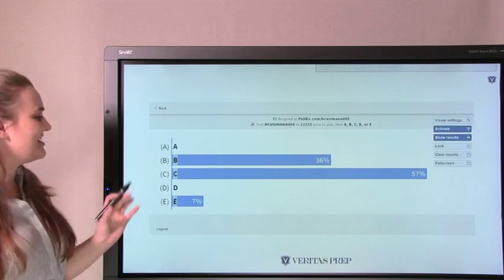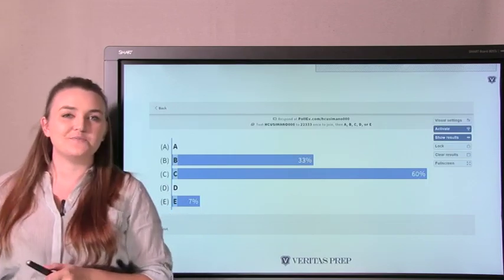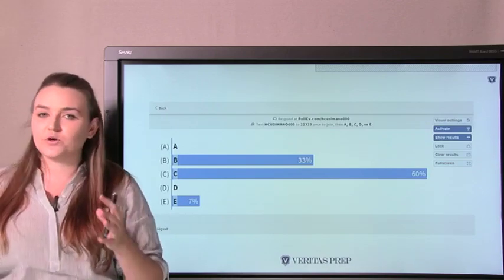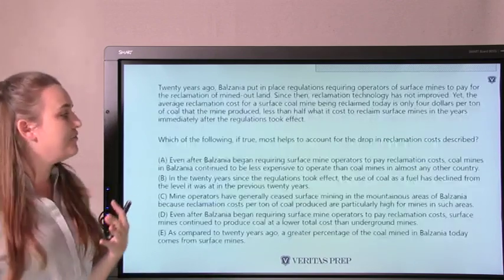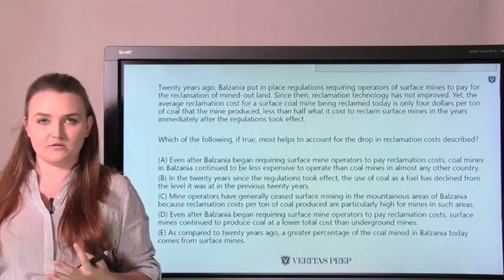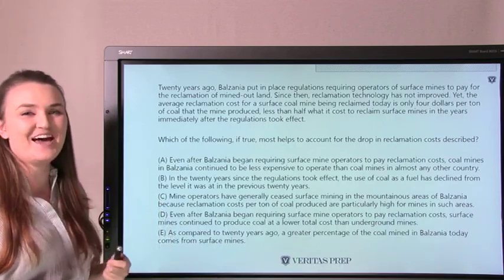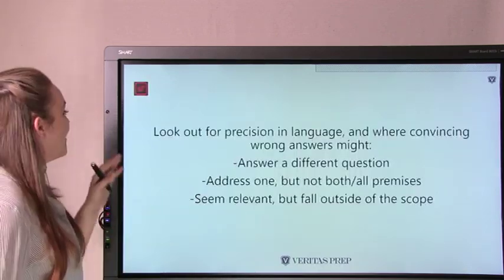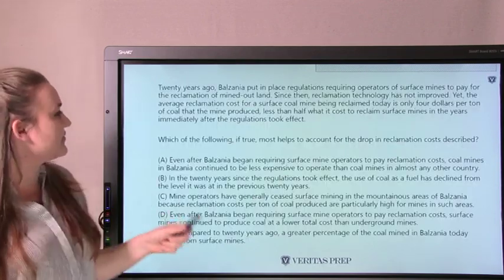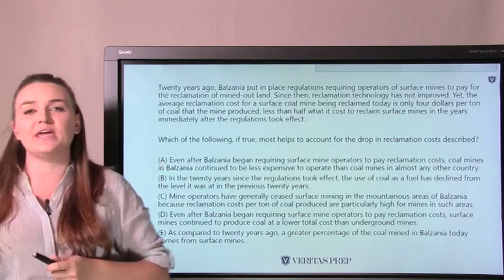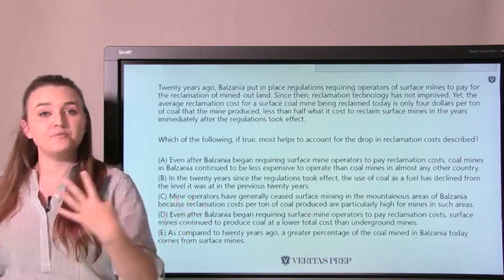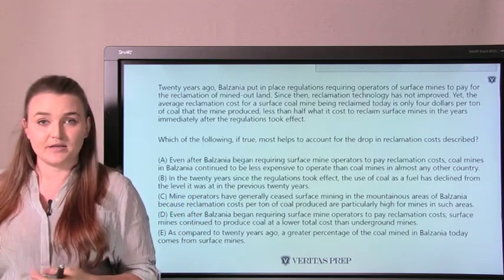So in this case, we were a little more torn between answer choice B and answer choice C, which is not unusual. Statistically speaking, with this question, it's where students tend to linger. So if we look to the two major premises we've been given here, we need something, and now everyone was shifting their answers along the way, we need something that helps address the connection between the lack of improvement in technology, but the decline in those reclamation costs.